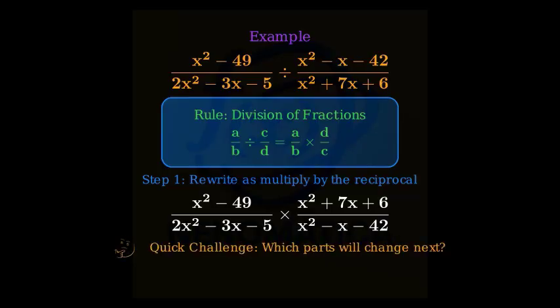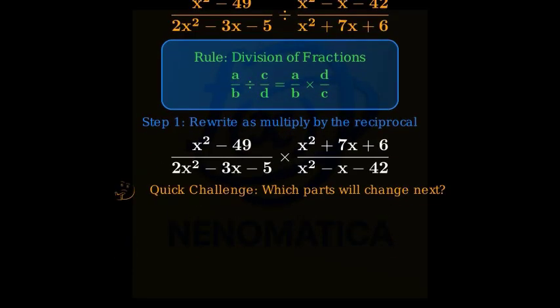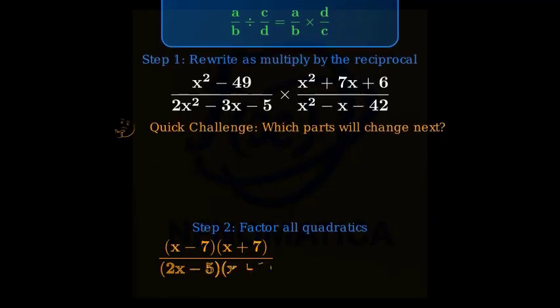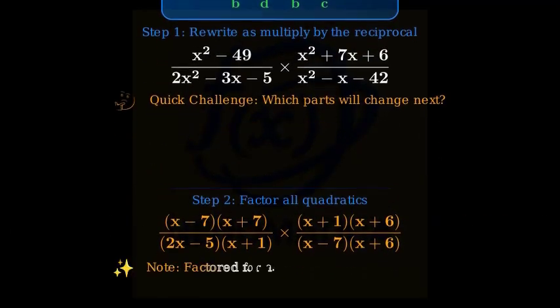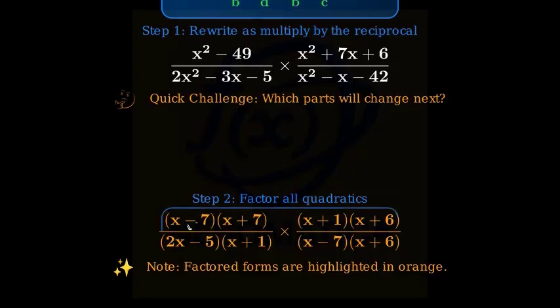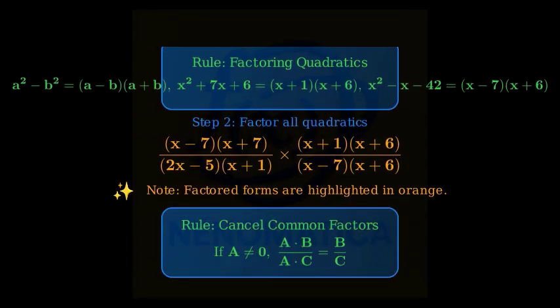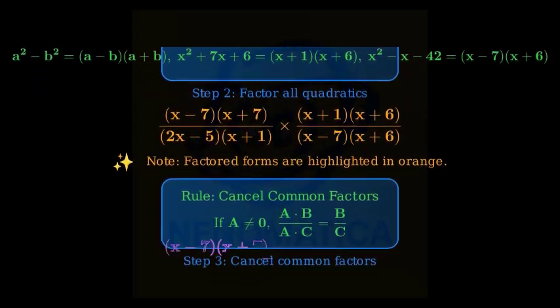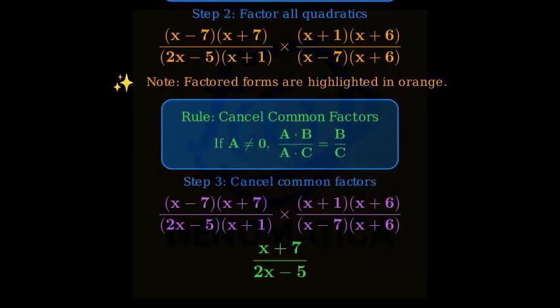Factor each quadratic. We apply factoring formulas, including difference of squares and simple trinomials. We highlight the newly factored pieces in orange. Step 3, cancel common factors. We cancel identical factors appearing in numerator and denominator. Finally, we present the simplified result in green.